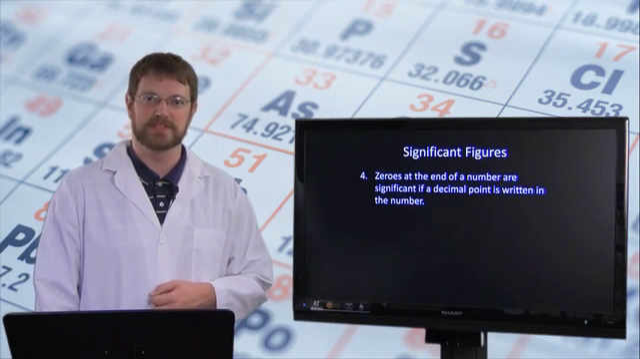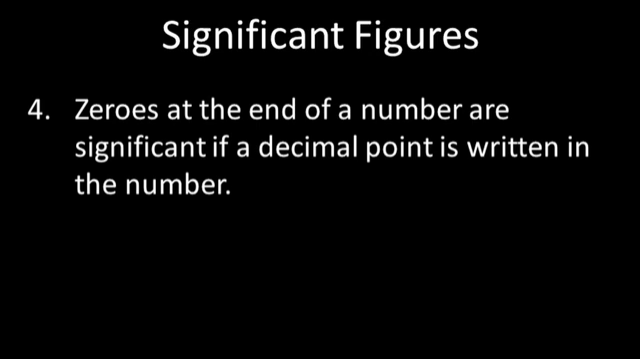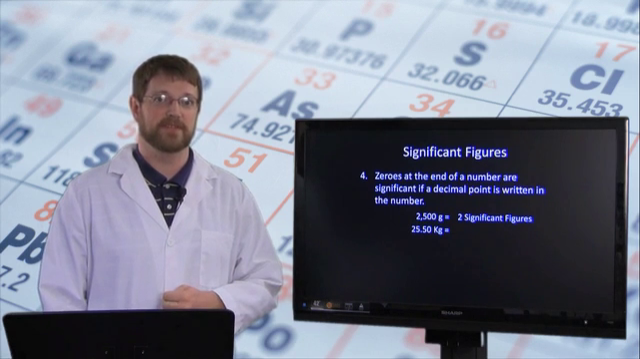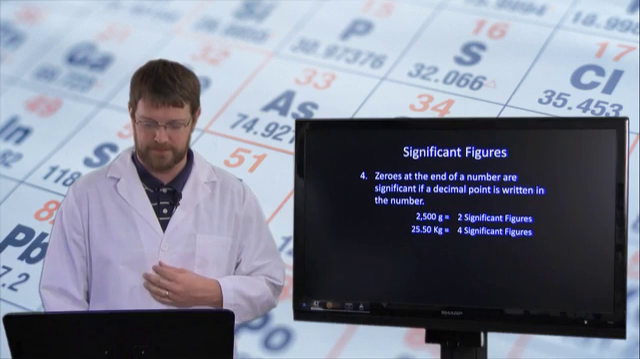Okay, the fourth rule is that the zeros at the end of a number are significant if a decimal point is written in the number. Take, for example, these 2 number values. 2,500 grams. There's no decimal point, so the zeros are not significant. We're left with just 2 significant figures. 25.50 kilograms. Since there's a decimal point in this number, the 0 at the end of the 25.5 is significant, so we're left with 4 significant figures.